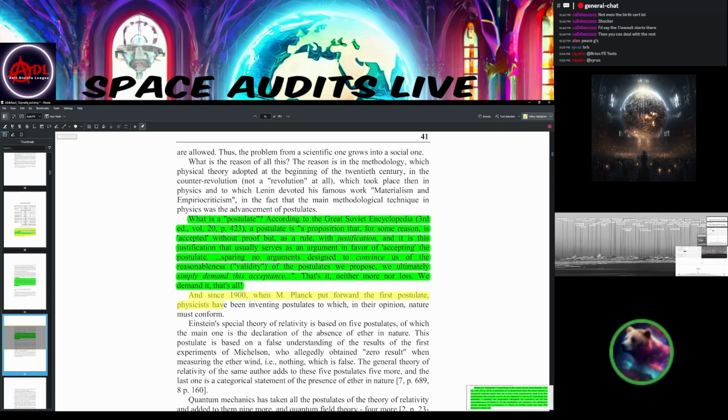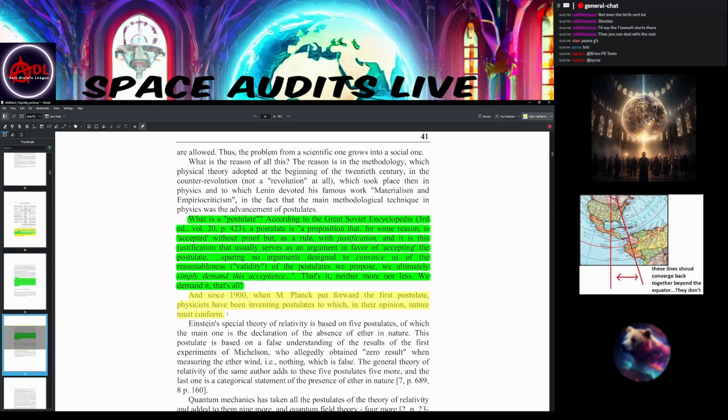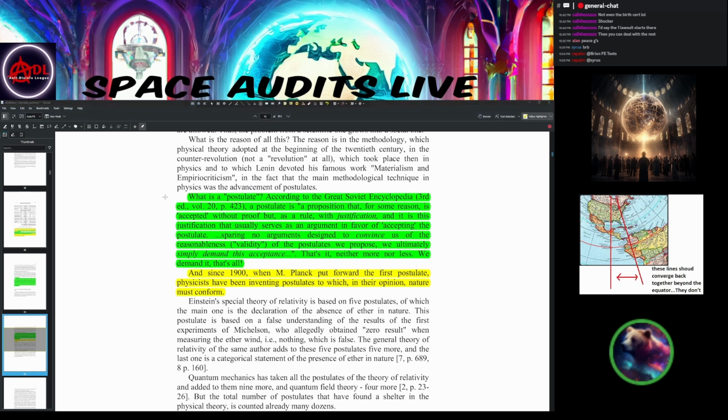Yeah, and since 1900, when Max Planck put forward the first postulate, physicists have been inventing postulates, in their opinion, to which nature must conform.